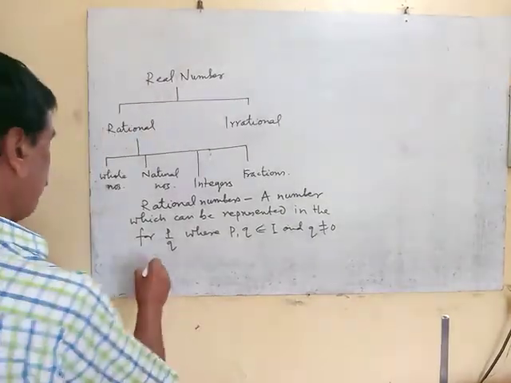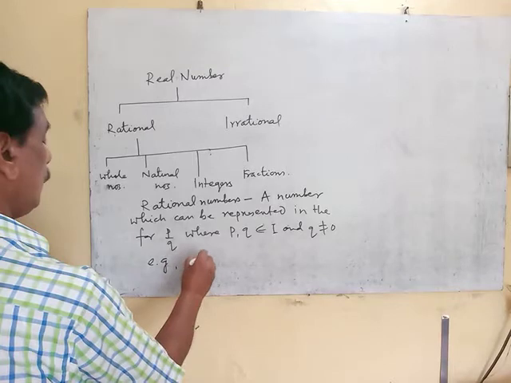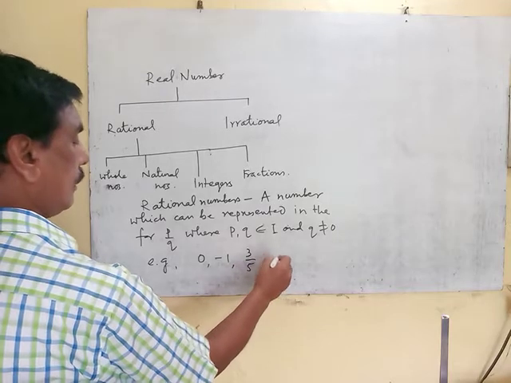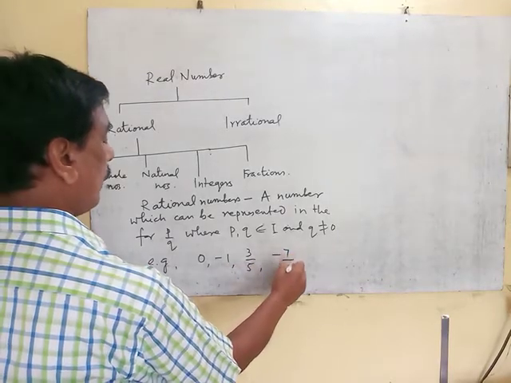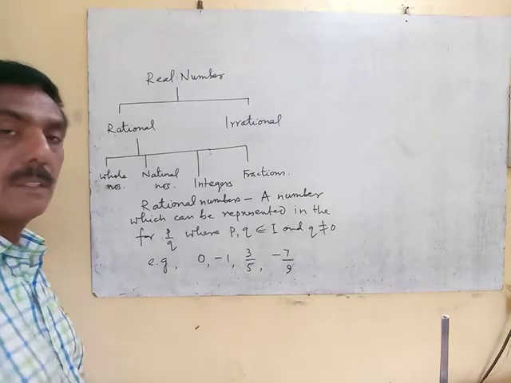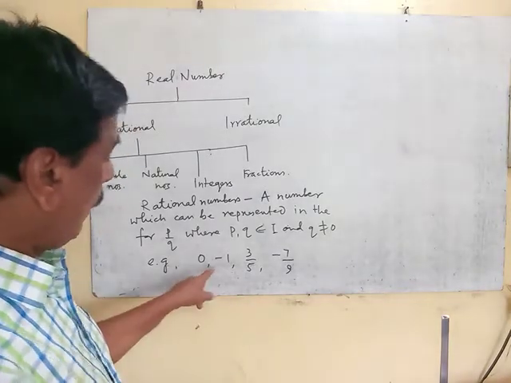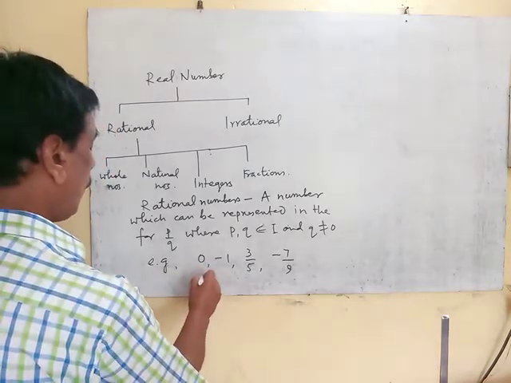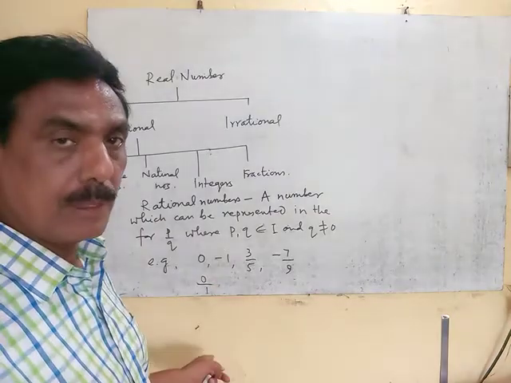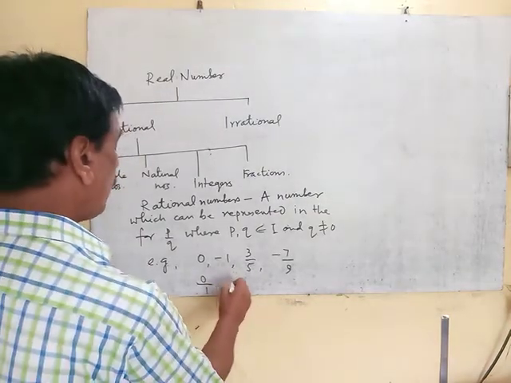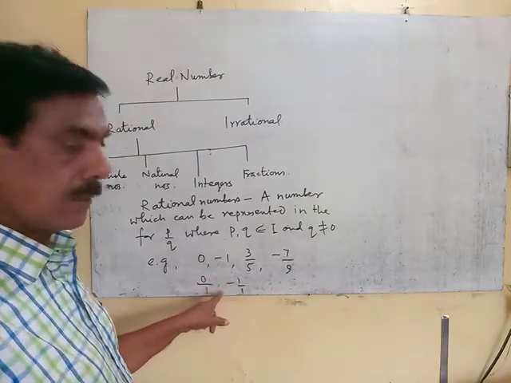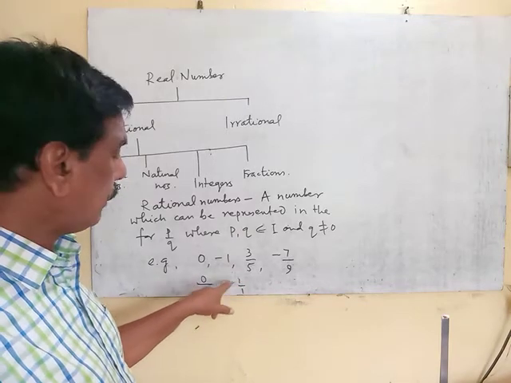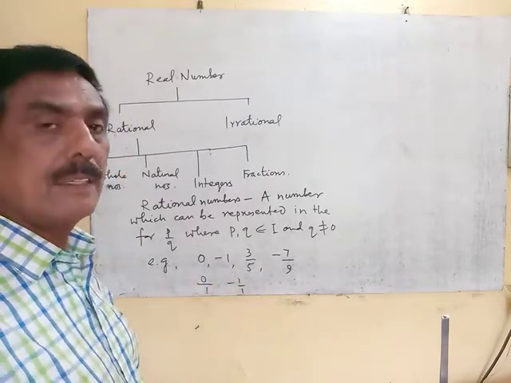So for example, 0, minus 1, 3 by 5, minus 7 by 9. These are all rational numbers. Why? Look here, this 0 we can write as 0 by 1. This is rational. We can write minus 1 by 1. This is also rational. This is in p by q form. This is also in p by q form. So these are the rational numbers.